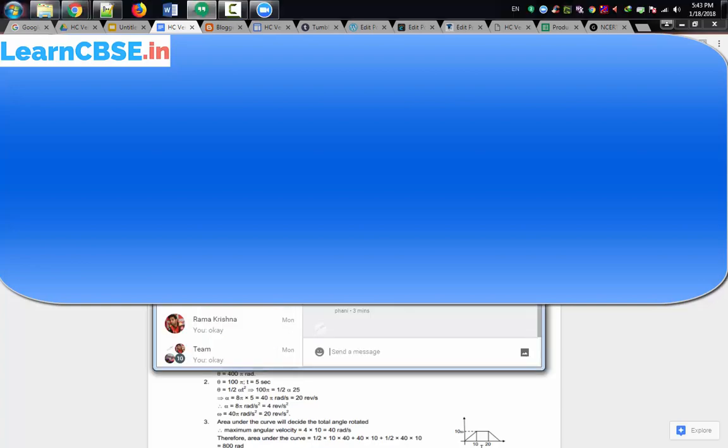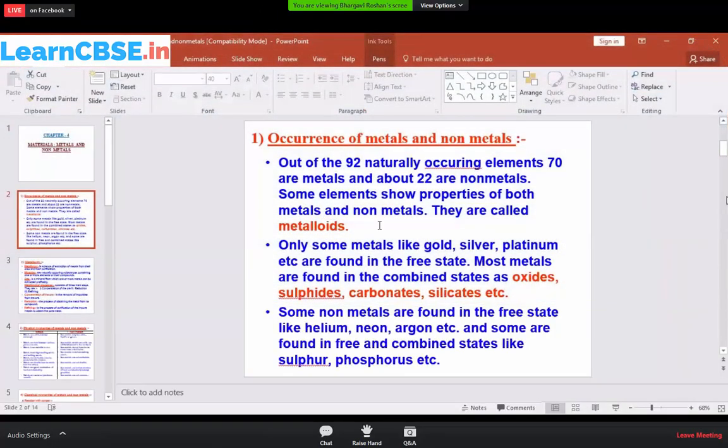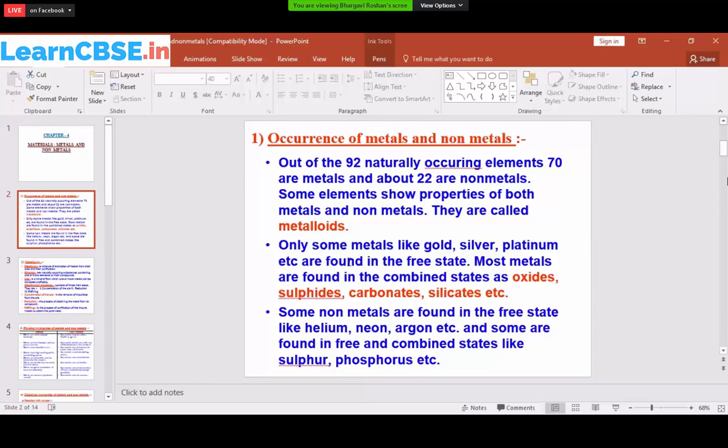Some metals show the properties of both metals and non-metals, so we call them metalloids. In some behavior they will show metallic character, and in some behavior they will show non-metallic character, so we call them metalloids.